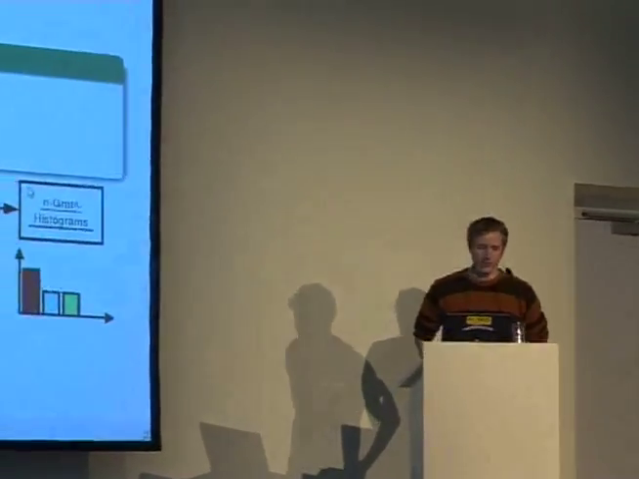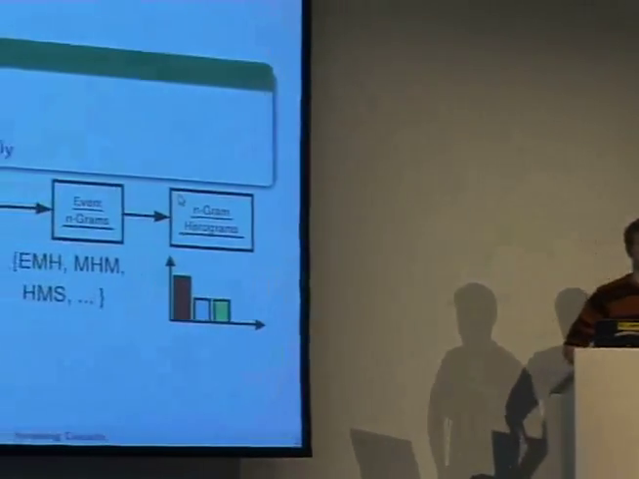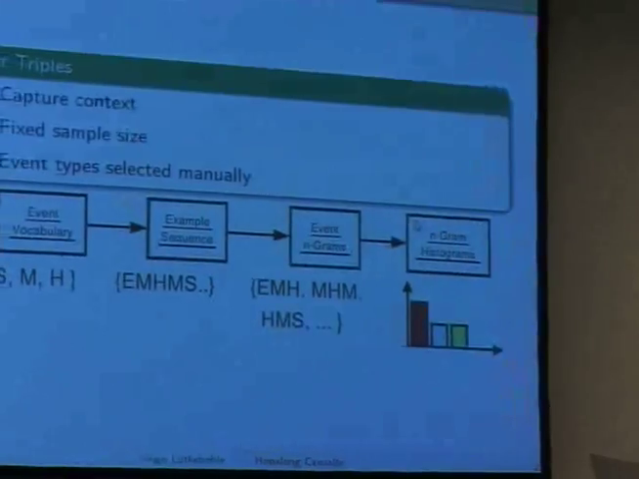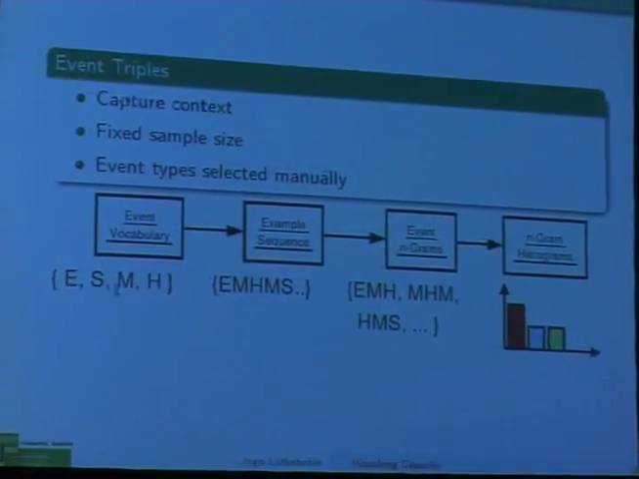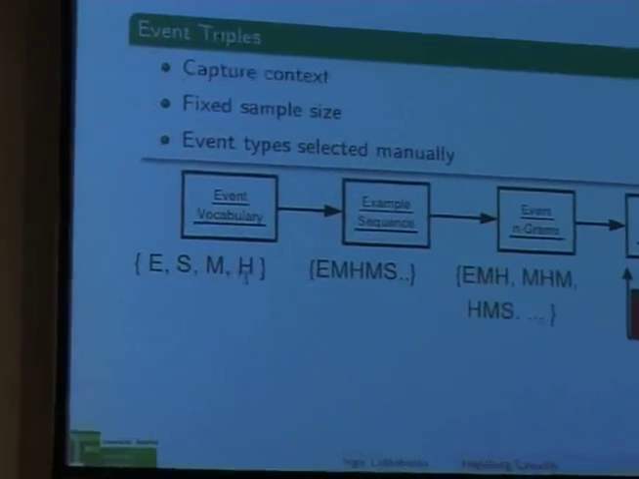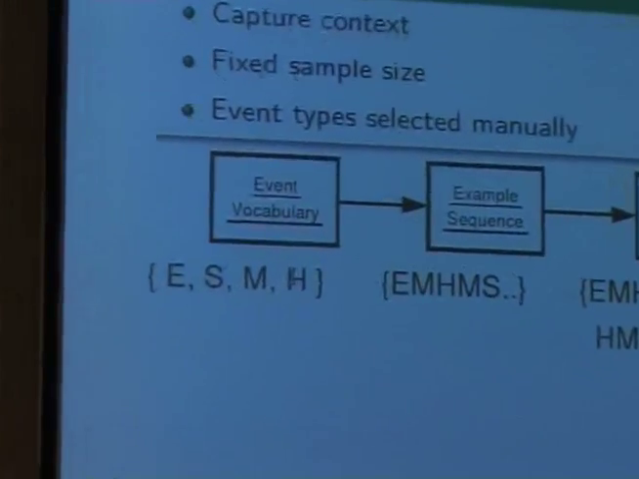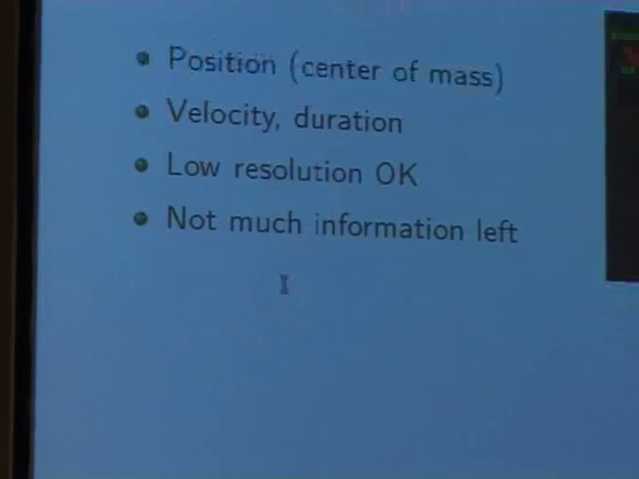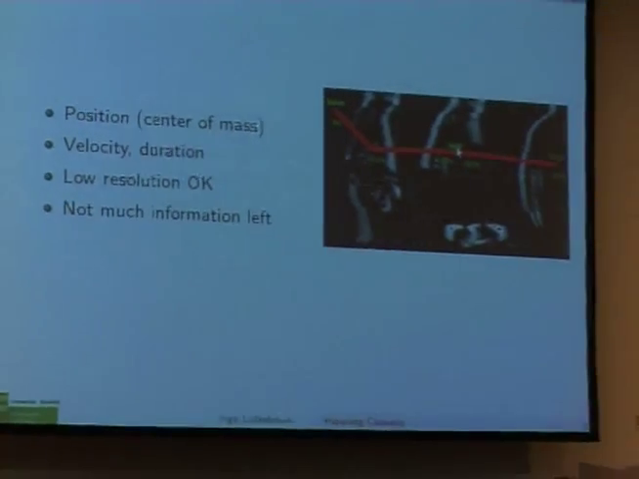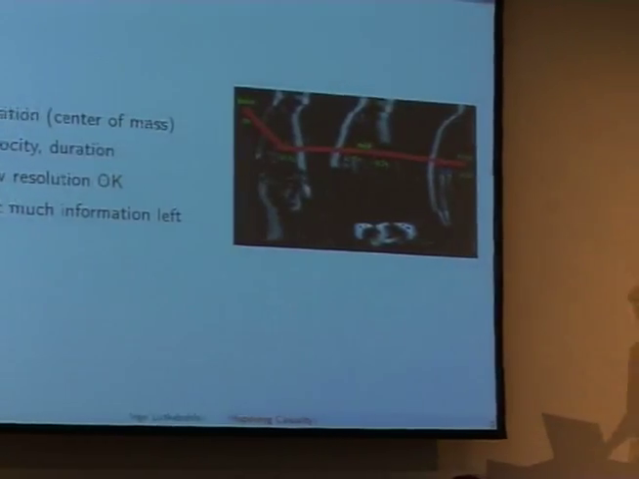You can actually recognize activities from that. So one approach that's pretty easy is so-called event triples. What you have is an event vocabulary: E for entering, S for stopping, M for moving, and H for holding. And if you go back to this example, you have E, M, E, H, E, M, H, M, S.